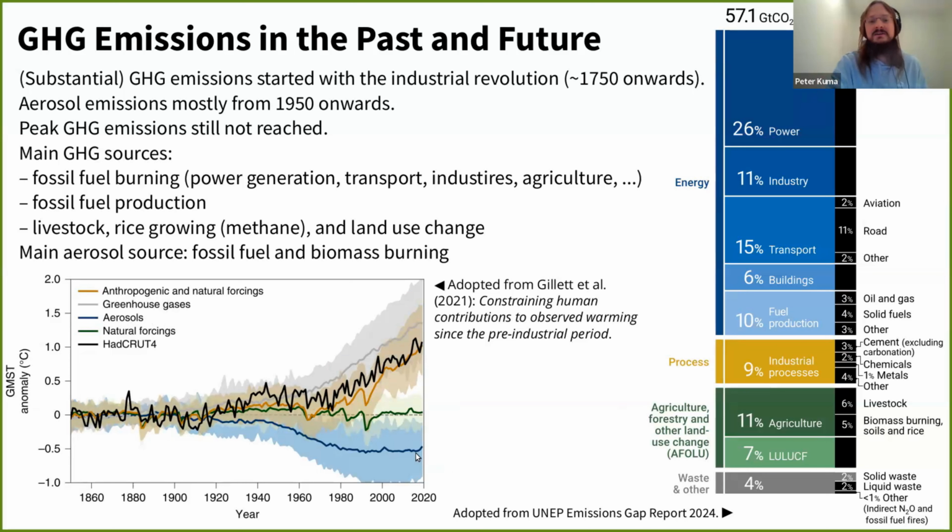We would actually be cooling the Earth system. And so the end result of greenhouse gases plus aerosols is that we get somewhat less warming than we would get without aerosols. The main sources of greenhouse gases are power generation, so electricity, and transport, so cars and ships and so on.